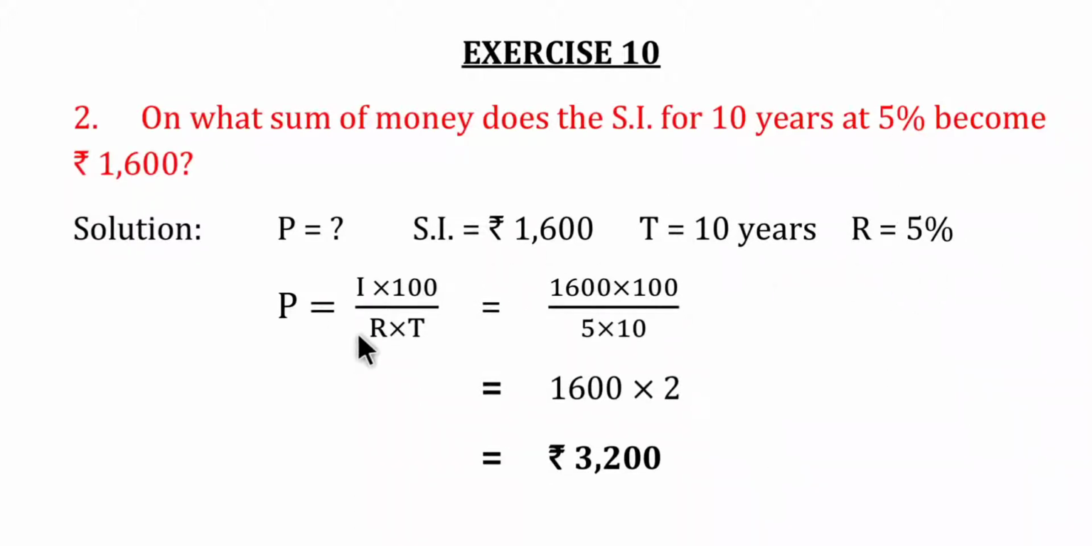Now we know the formula P is equal to I into 100 by R into T. So replace these values. I is 1600 into 100, rate is 5% and time is 10 years. So 5 into 10 is 50 and 50 can cancel 100 two times. So 1600 into 2 is equal to 3200. So 3200 is the required principal on which amount the simple interest becomes 1600 for 10 years at 5%.